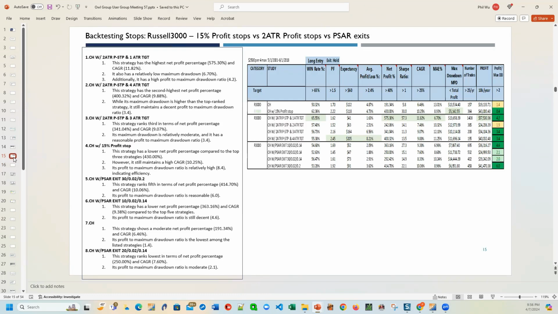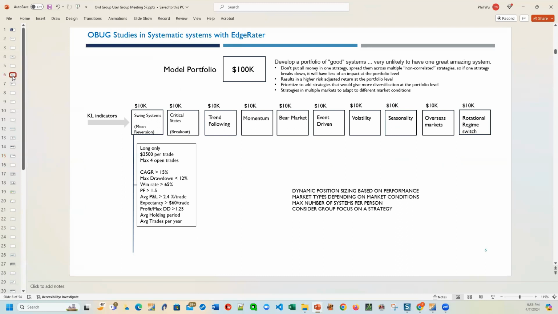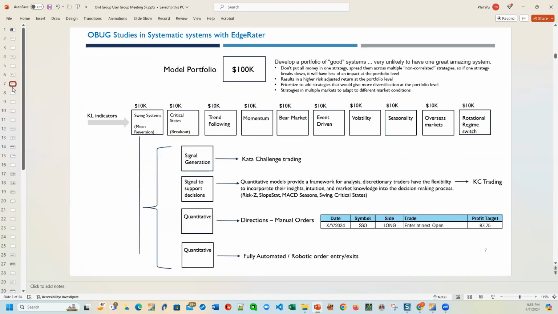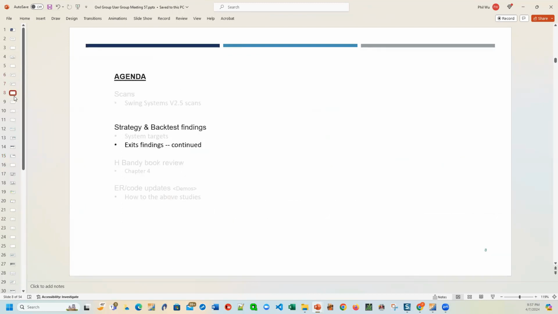Any additional questions here? So you picked the channeling because it was the system with the most promising results. No, it was just the first one in line, I think.